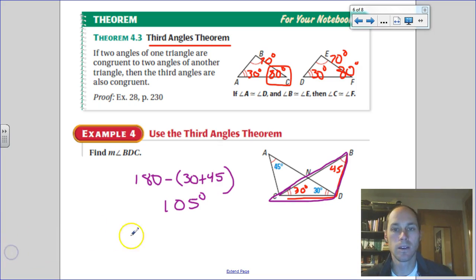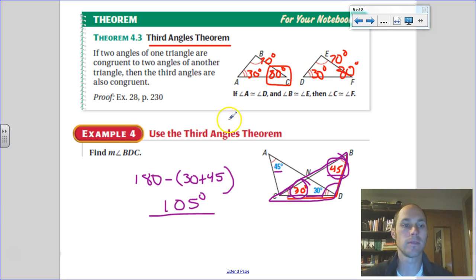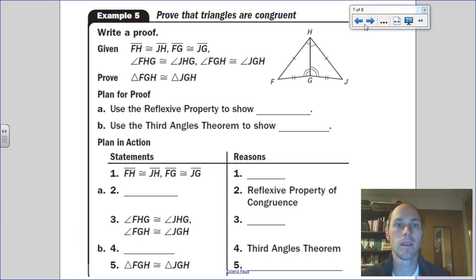Okay, so if we take a look at angles that are congruent, we can see that if we look at triangle BCD, I have one of the angles and the second one. To find the third one, I just subtract that from 180. So that angle is 105. All right, now let's finish with a proof.